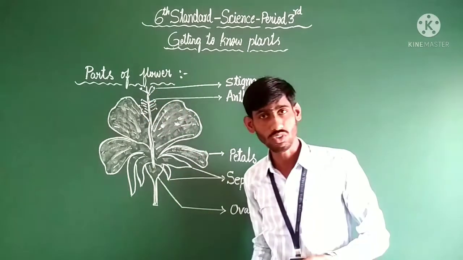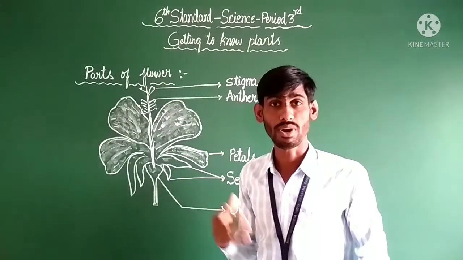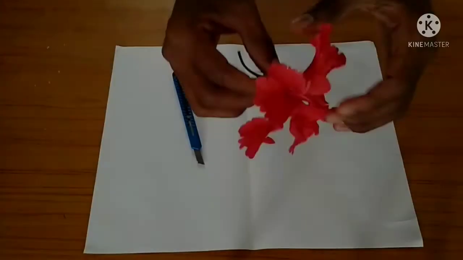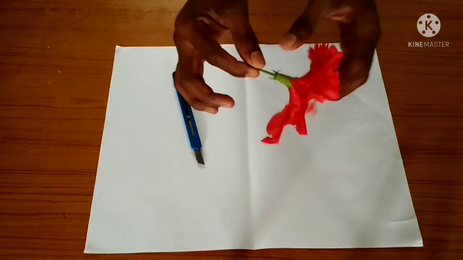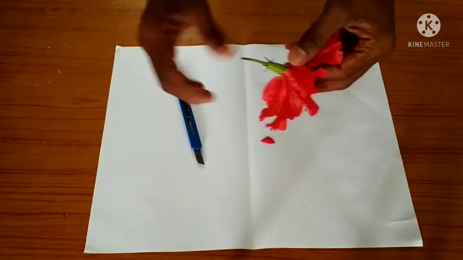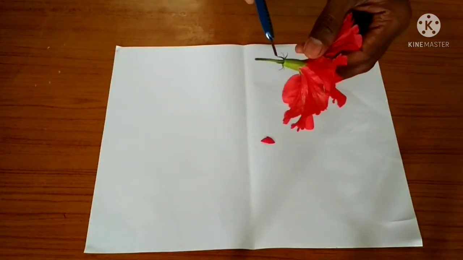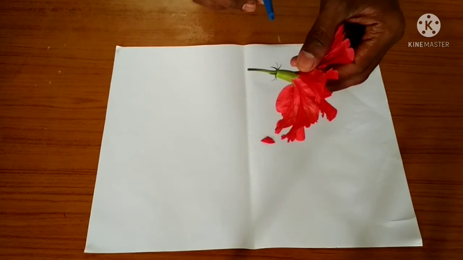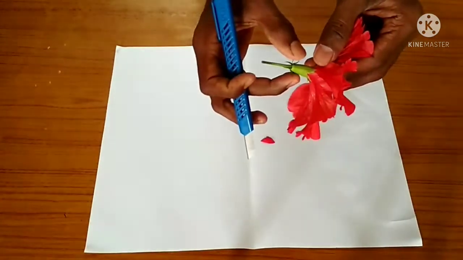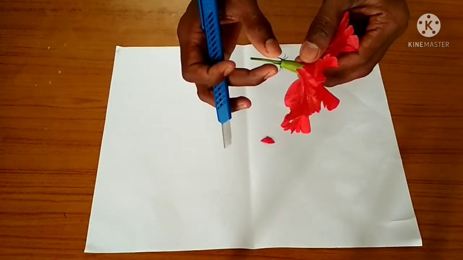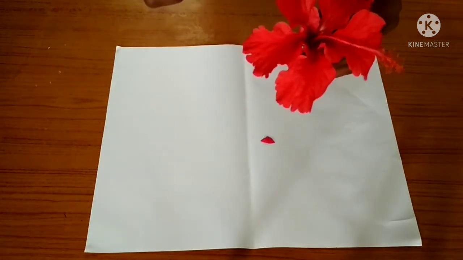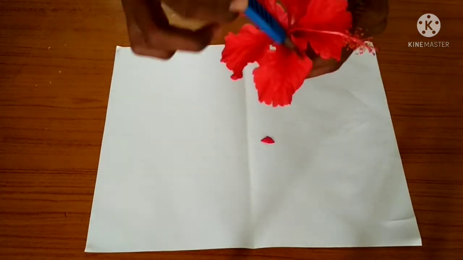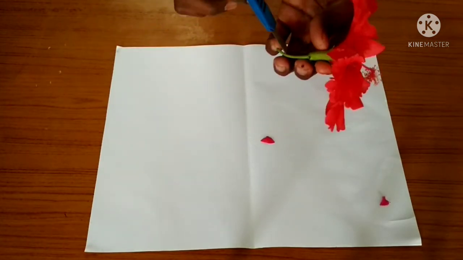Yes, let us know the flower parts with the help of a real flower. This is the hibiscus flower. Dear children, observe the parts one by one. This green colored part is called sepals, and these colored parts are called petals. Dear children, this is petal, this is sepal.